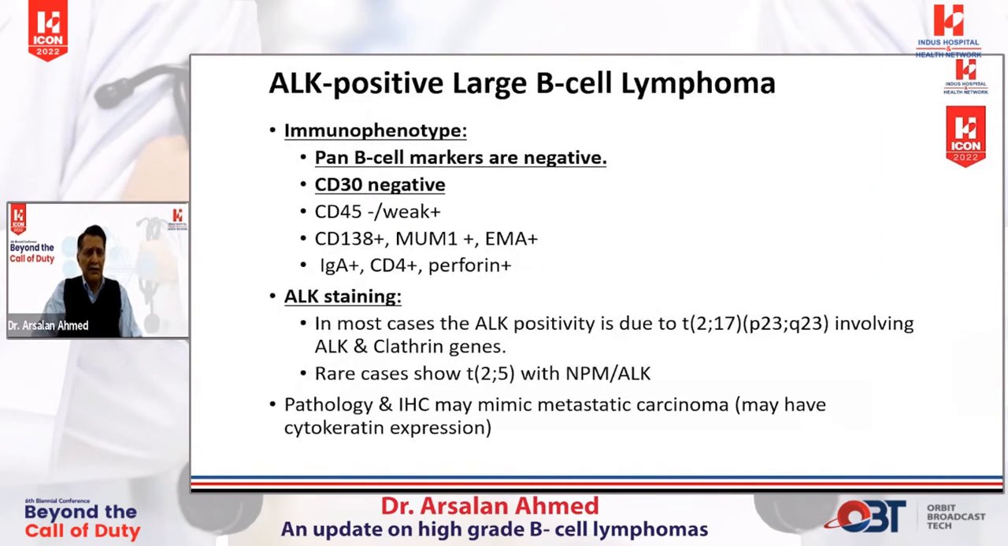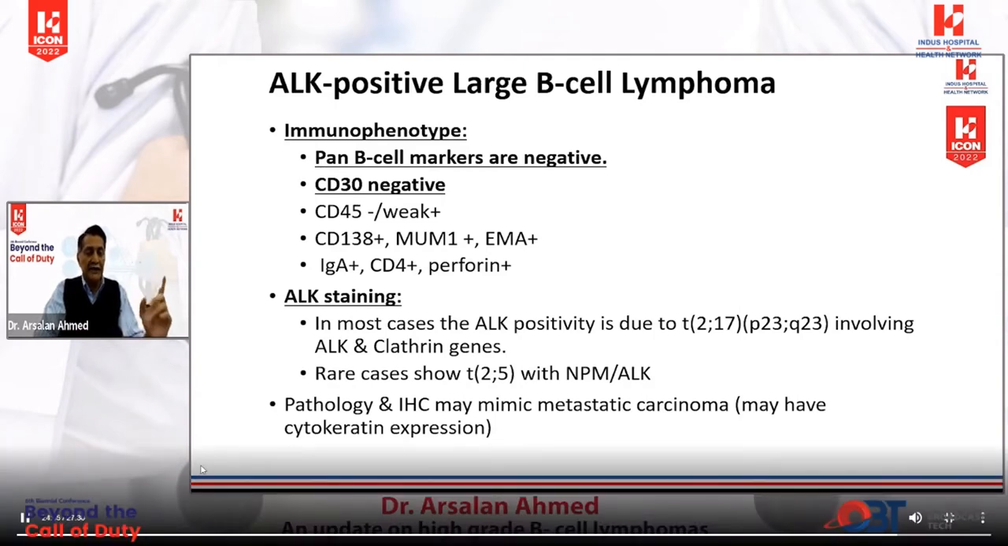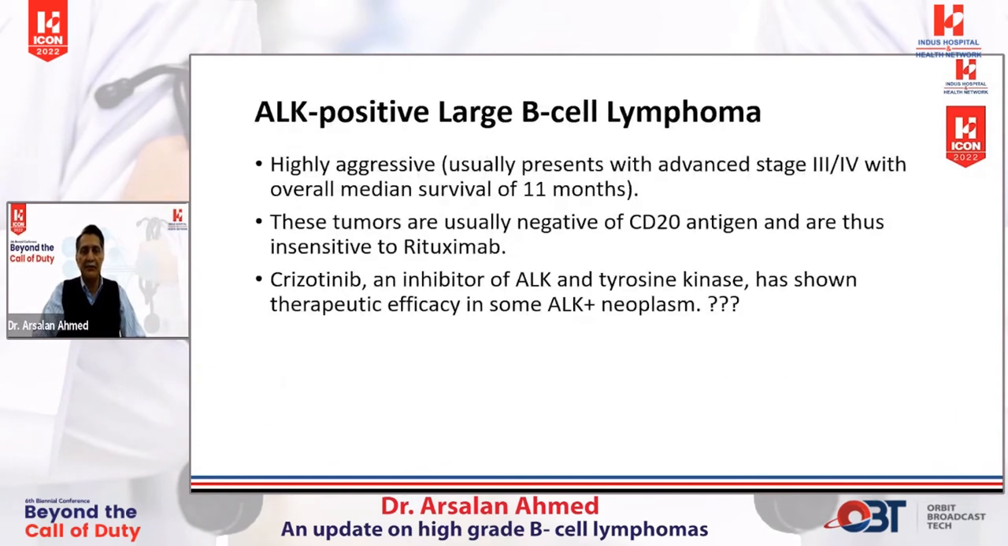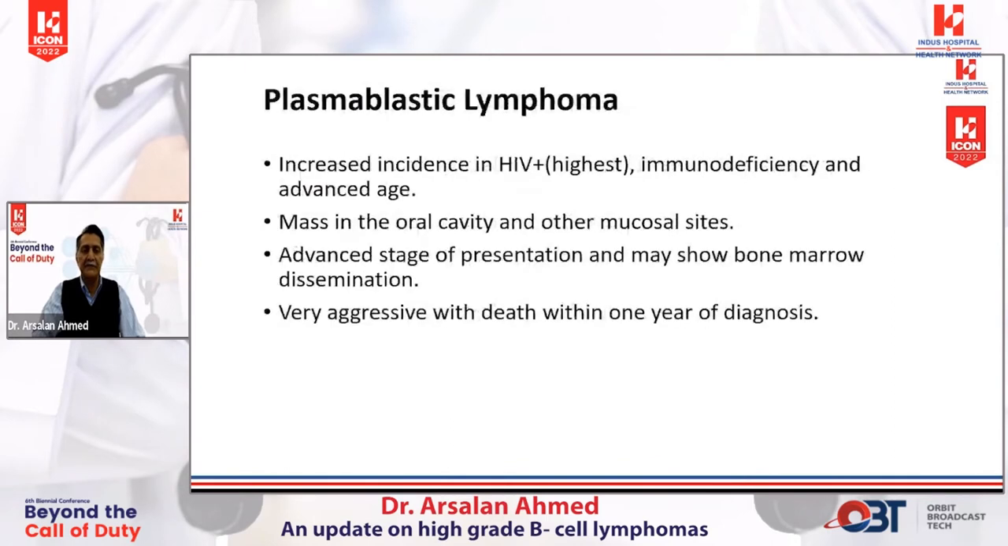So I always remember ALK-positive large B-cell lymphomas. They are actually pan-B-cell marker negative, and CD30 negative. This is the most important thing also. When you have pan-B-cell markers negative, CD30 negative, but plasma cell lineage is coming in, CD138 and MUM1, before you think of plasmablastic, always do ALK, and you will never miss ALK-positive large B-cell lymphomas. They are very highly aggressive. Since they are CD20 negative, they are insensitive to rituximab, but crizotinib, an inhibitor of ALK tyrosine kinase, has shown therapeutic efficacy in some ALK-positive neoplasms. But there is a big question mark on this.